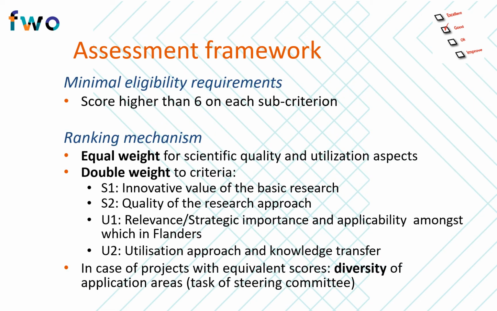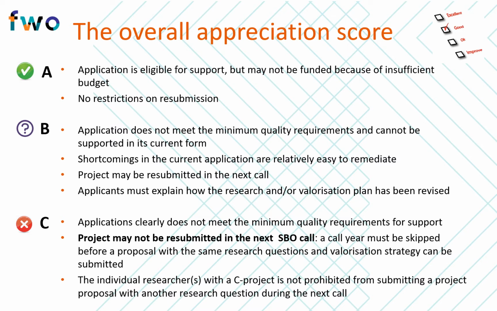Projects scoring lower than 6 on one or more of the criteria will ultimately not be considered for funding. Projects scoring at least 6 on each of the criteria are ranked based on the sum of their individual scores. Given their major importance in the context of the SBO program, a double weight is granted to criteria S1, S2, U1 and U2. In addition to a consensus score for each of the criteria, the SBO expert panel also awards a general appreciation score to the project proposal.